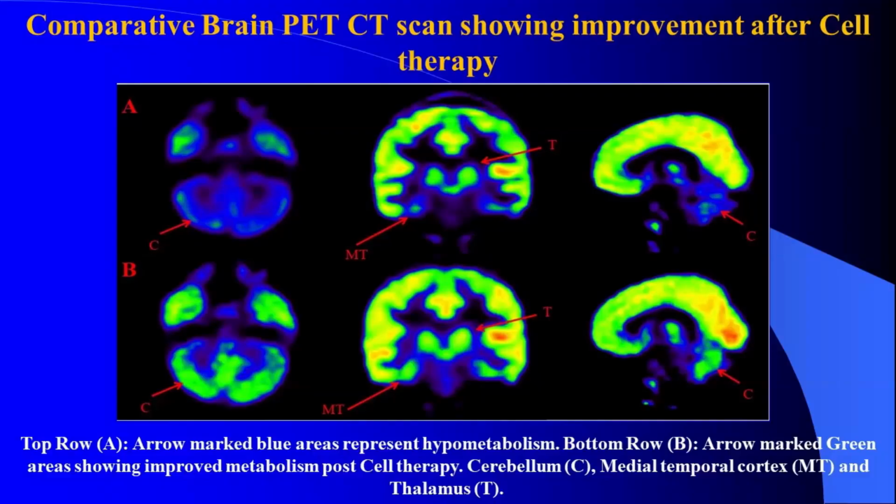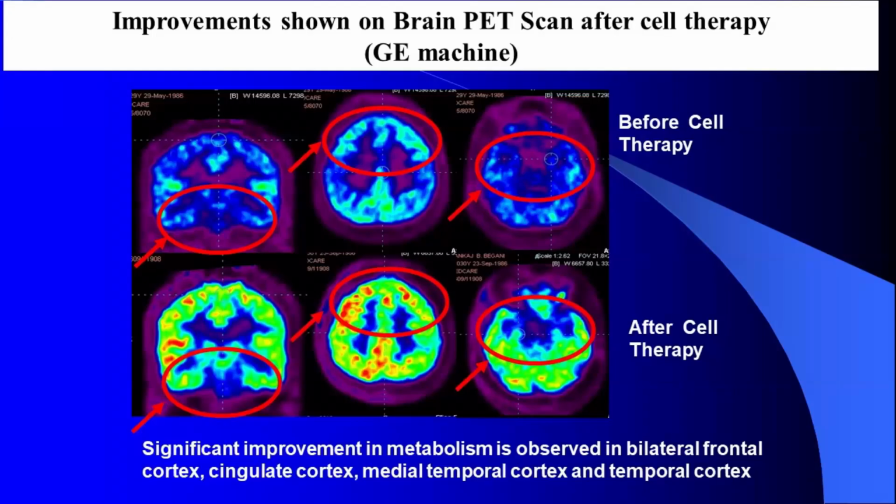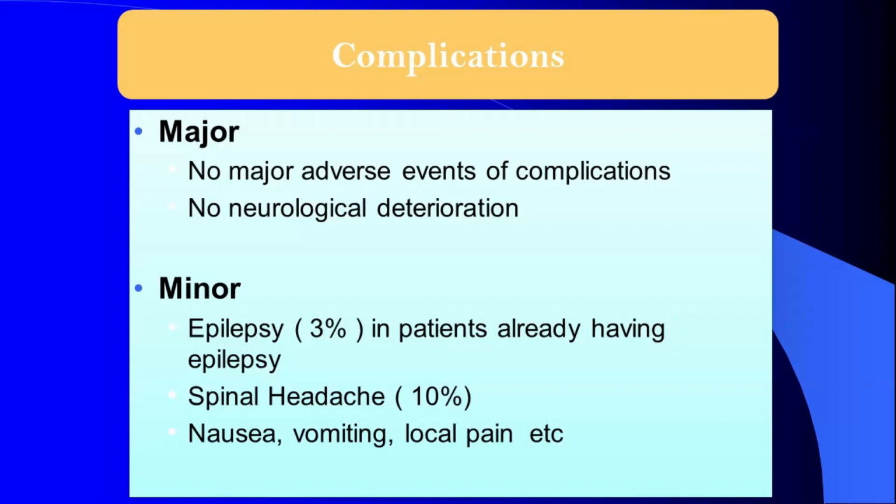And this is the analysis. You can see above the blue areas, the damaged areas, and below, after cell therapy, you can see that the brain has got activated. You can again see above and below. So complications. We've had no major complications. There has been no neurological deterioration, no infection. However, one major concern is that 3% of our patients developed increased incidence of epilepsy when they already had epilepsy in the past.